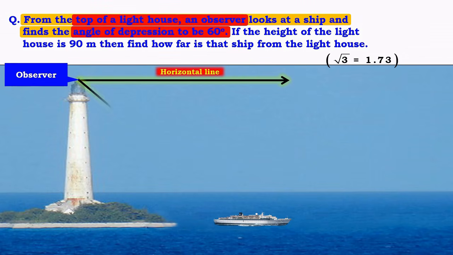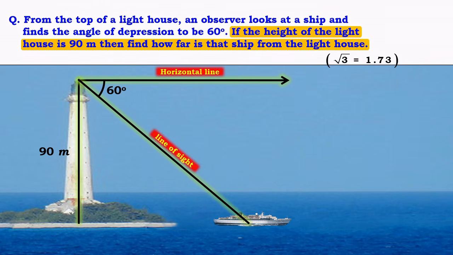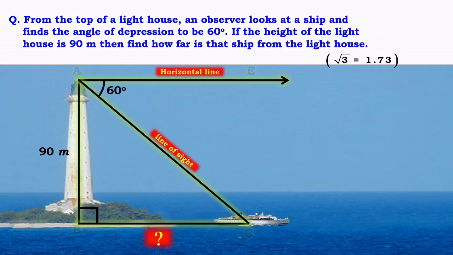Here, point A represents the observer standing at the top of the lighthouse, and AB represents the lighthouse. The height of the lighthouse is 90 meters. Point C represents the position of the ship, and BC represents the distance of the ship from the lighthouse. The line AC is the line of sight from the observer to the ship. The horizontal line through the observer is AE. The angle between the horizontal line AE and the line of sight AC is 60 degrees. This is the angle of depression.